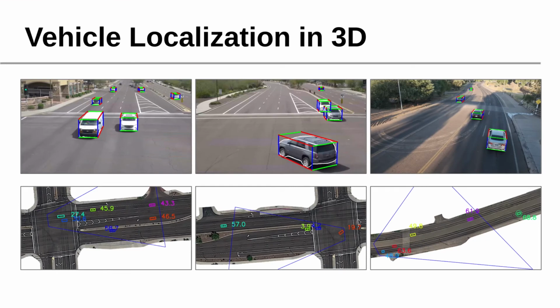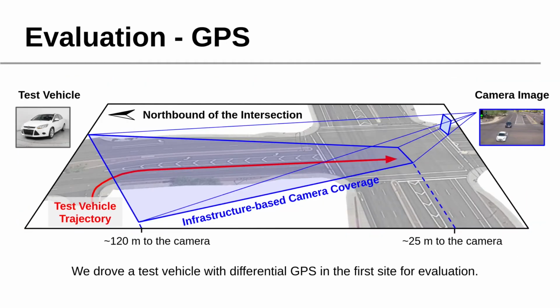Once the location, orientation, and dimension of a vehicle are determined in the 3D space, we run a tracking by detection procedure on each video frame. We also use a Kalman filter to smooth the vehicle trajectory and estimate the speed. To quantitatively evaluate the localization accuracy, we drove a test vehicle with a differential GPS device as a reference measurement method in the intersection northbound.